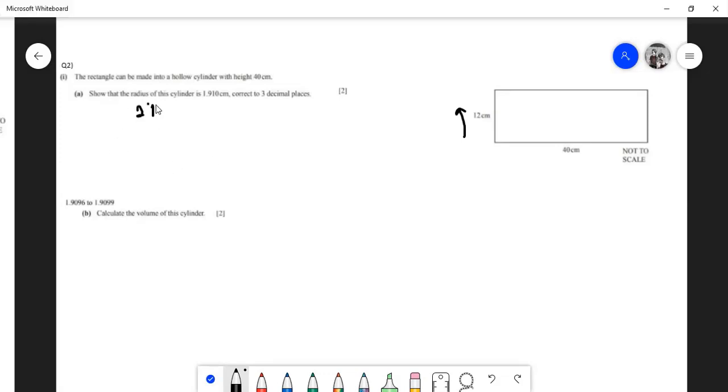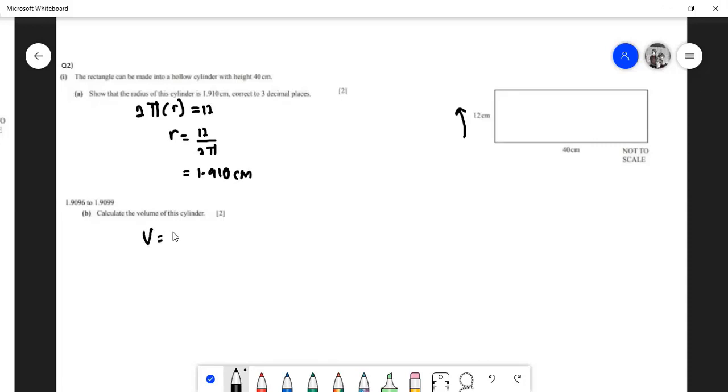I'm going to write here 2 pi times the radius, which we don't know at this point in time, so we put 2 pi r equals 12. When I shift everything over, it's going to be 12 divided by 2 pi. That's definitely going to give me about 1.910 cm. As simple as that. Now the next one, they ask you to find the volume.